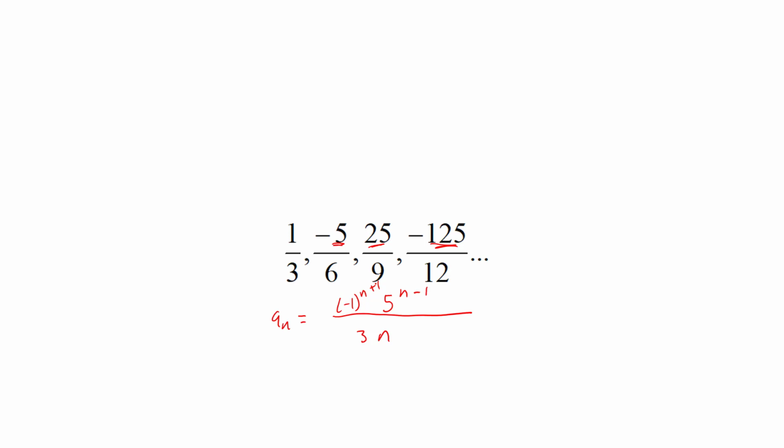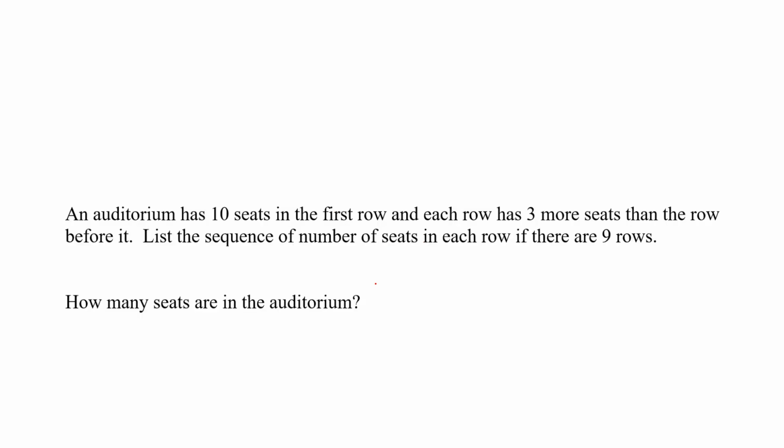So we have to do the n plus 1 for that one. And there we go. Build it one step at a time. Okay. So an auditorium has 10 seats in the first row, and each row has 3 more seats than the row before it. List the sequence of the number of seats in each row if there are 9 rows. How many seats are in the auditorium?